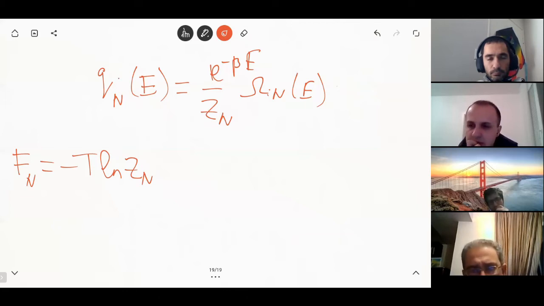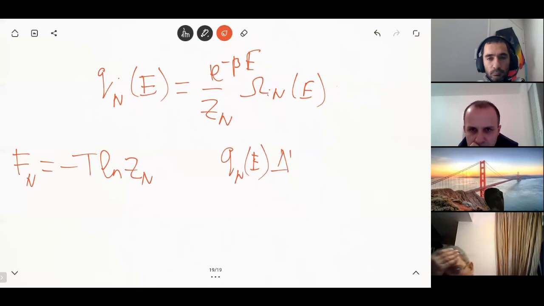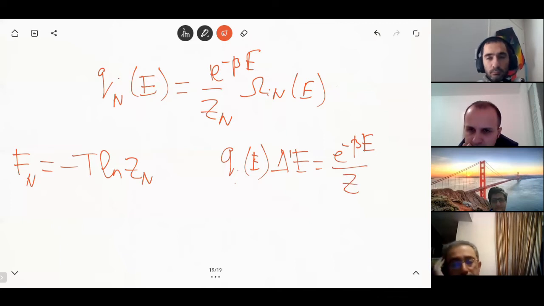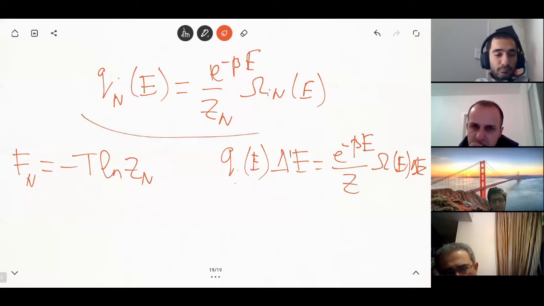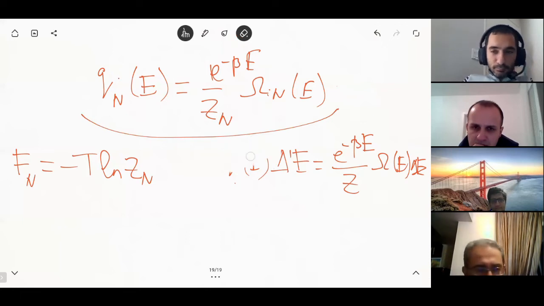So basically, this probability density is indeed, as I said also at the beginning, this. Let's call it a delta, and let's drop the n because it just complicates things. So Q_n delta E is indeed going to be the probability of finding an E in the small interval delta E, times the amount of energy levels in this interval delta E, which is going to be given by omega(E) delta E. So this is the intuition behind this formula right here.